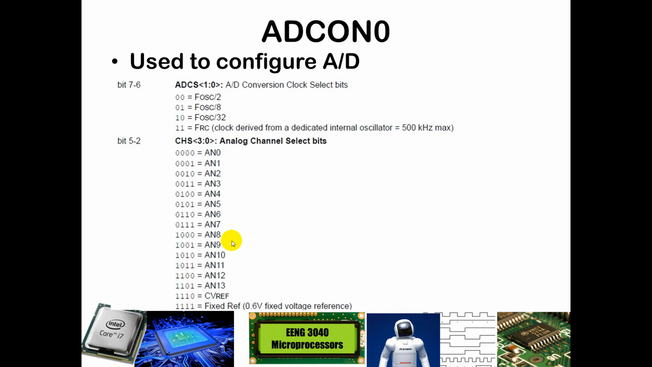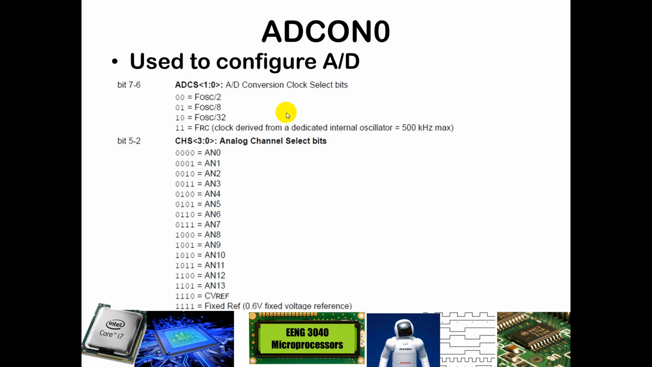ADCON 0 is perhaps the most important register when it comes to analog to digital conversion on this particular PIC, because it does so much to configure exactly what channel you're doing your analog to digital conversion on and how fast you can do it. So you can actually set the rate of your analog to digital conversion clock based on the frequency of the oscillator. You can also do a dedicated internal oscillator, which is a little bit slower. But there's some trade-offs here.